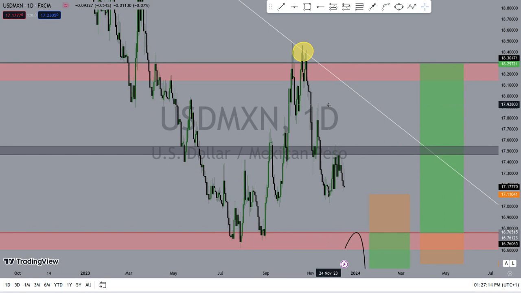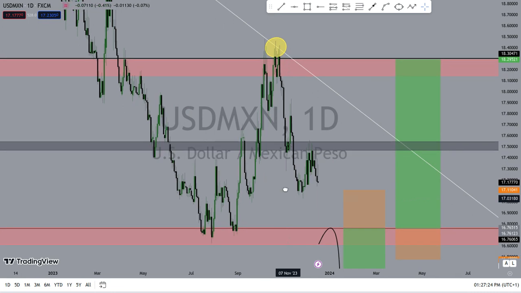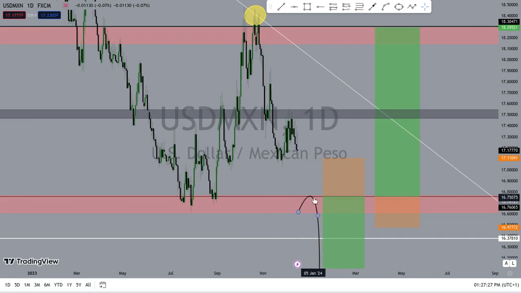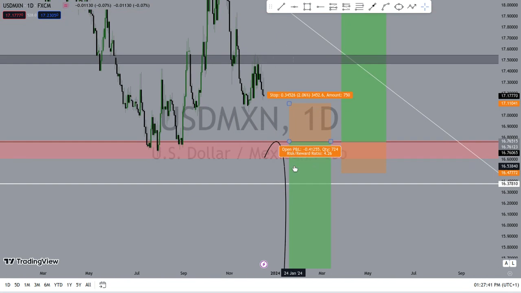So USD, US dollar against the Mexican peso, is still bearish. Price has been bearish, but we don't really know the outcome right now because it is still trading bearish. It is either we see a second right leg around here to the upside, or we see a clear break and a continuation to the downside.